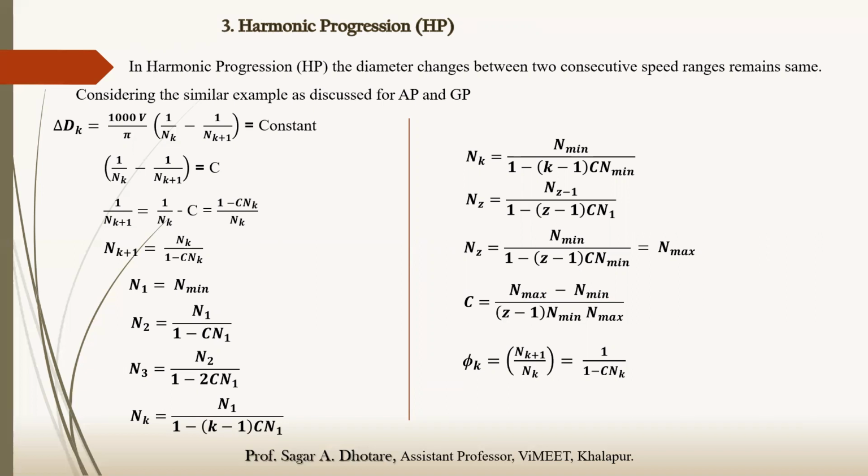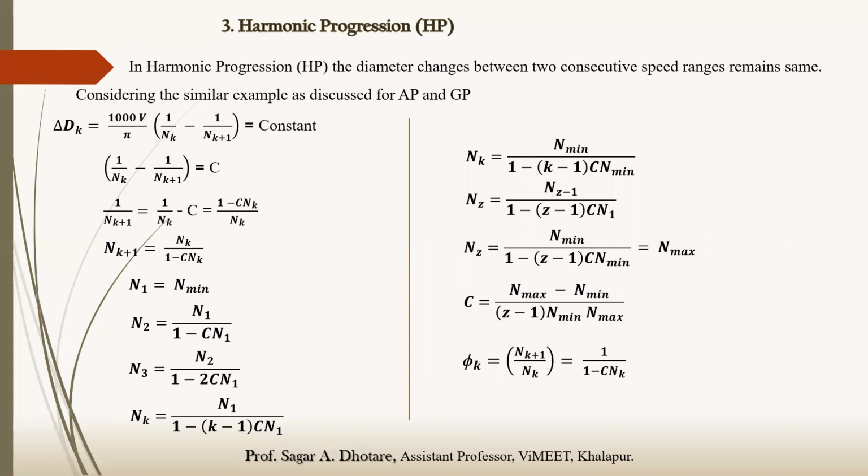Okay, so how can we achieve the speeds? n1 is equal to n minimum, and n2 is equal to n1 divided by 1 minus c n1, n3 is equal to n2 divided by 1 minus twice of c n1. Similarly you can find out nz is equal to n minimum divided by 1 minus (z minus 1) c n minimum. How can we calculate the value of c? c is equal to (n max minus n minimum) divided by (z minus 1) n minimum into n maximum.